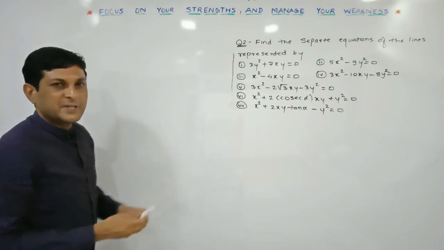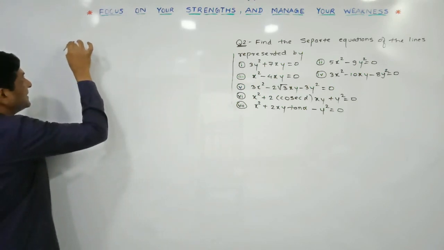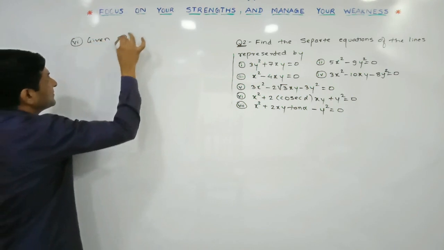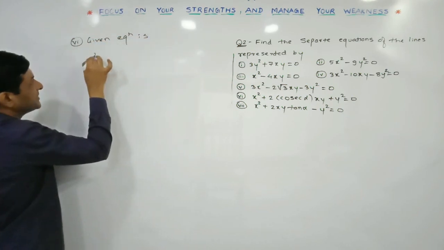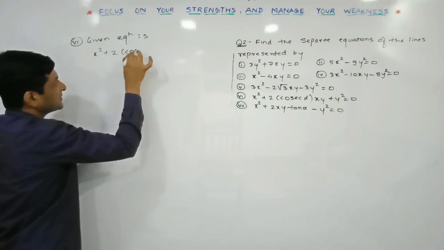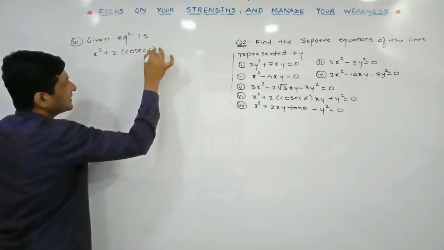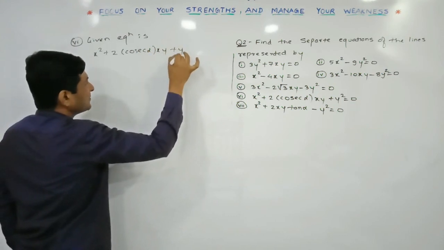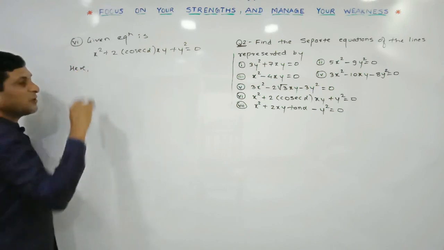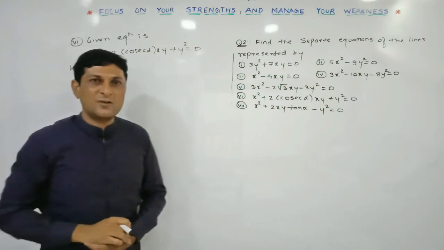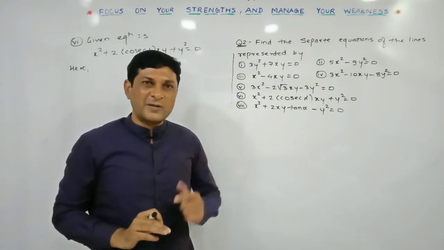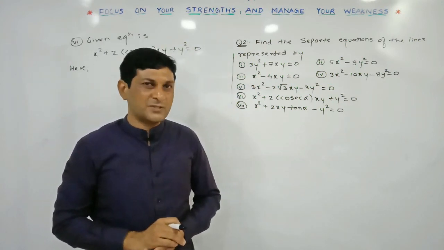Now see example number 6. In this example, what is the given equation here? x square plus 2 cosec alpha into xy plus y square is equal to 0. So here easily we can observe that this equation cannot be solved using the factorization method. So that's why we are applying a formula to find out the separate equations.